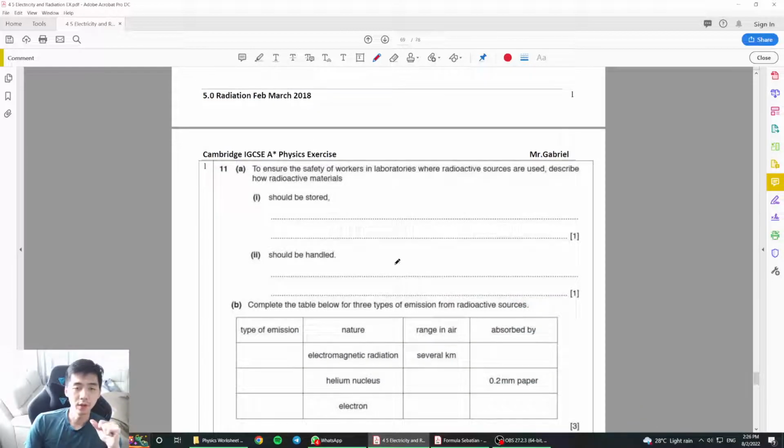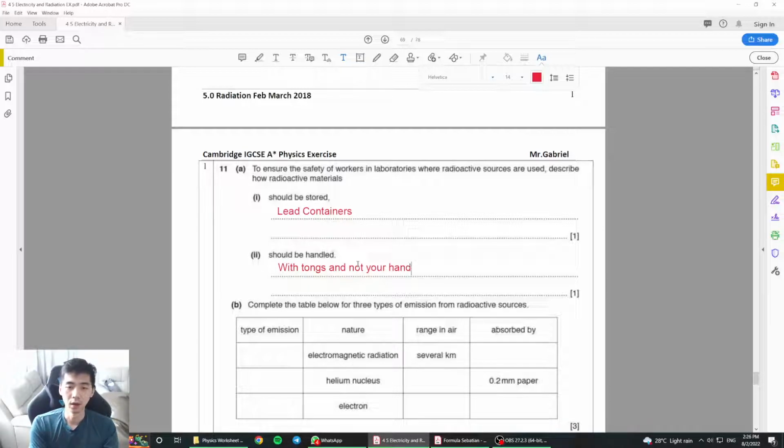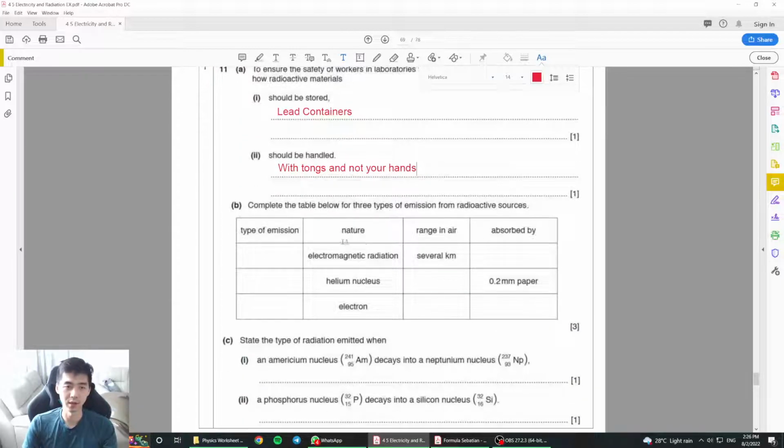To ensure the safety of workers in laboratories when radioactive sources are used, describe how radioactive materials should be stored. It is definitely stored in lead containers for sure. Lead containers. Why do we choose lead? Because lead is the only thing that can stop even gamma radiation. How should it be handled? With tongs and not your hands. Right. It could be anything, guys. Anything that's logical is acceptable. Wearing gloves, using tongs, wearing lead suits, remote control device, anything under the sun that is logical is definitely acceptable.